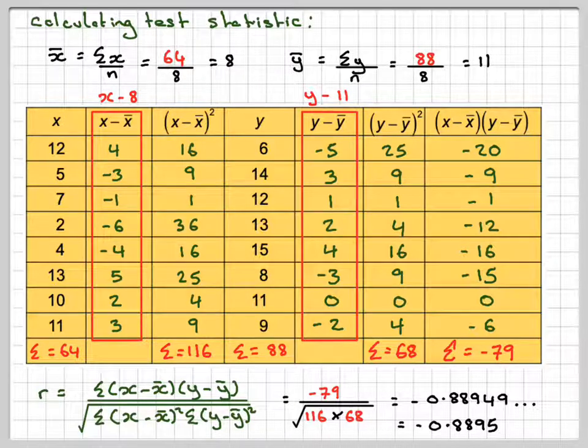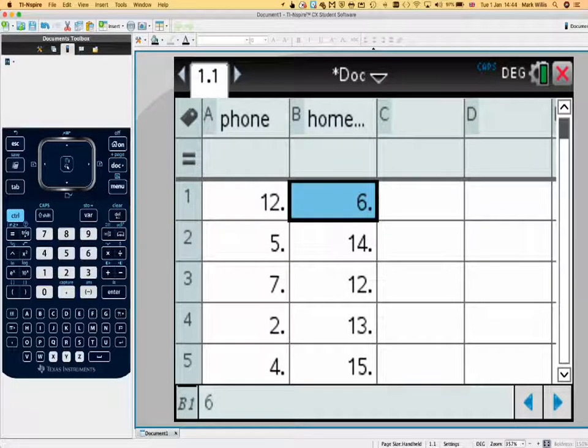it can be done using the GDC. Now, using a TI calculator, but most other calculators will do the same thing for you. So going to the TI, I've already put the data in, in a spreadsheet: the phone and the homework hours. Make sure you put them in correctly.